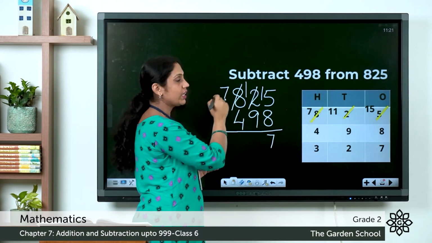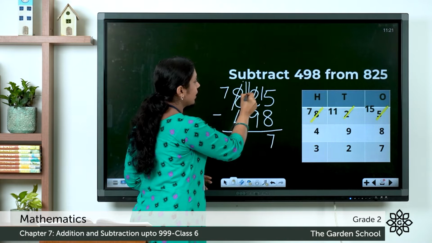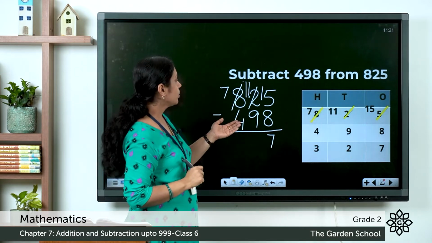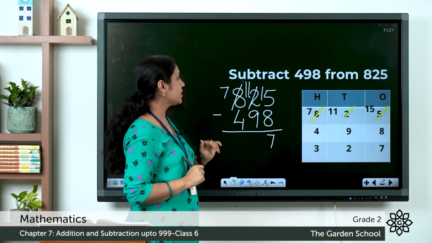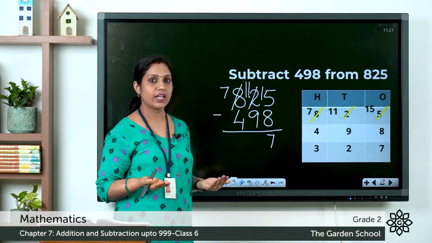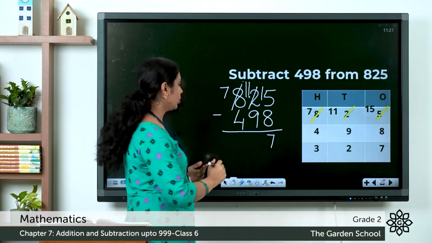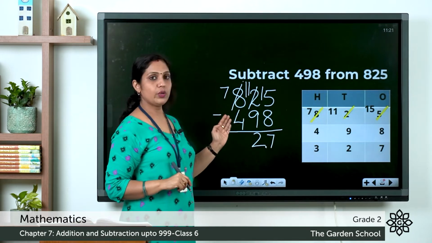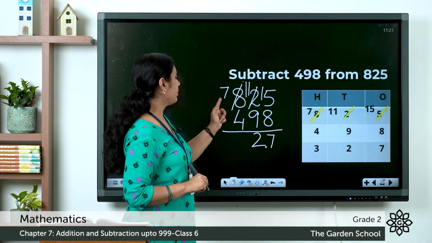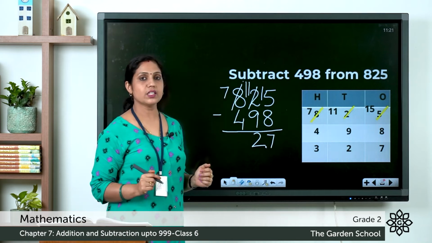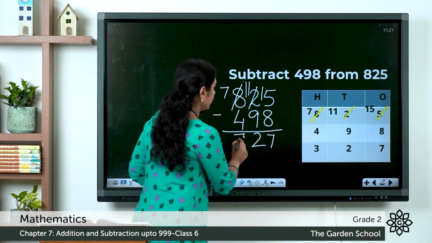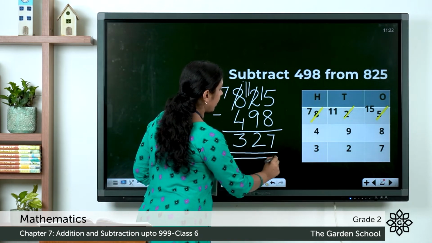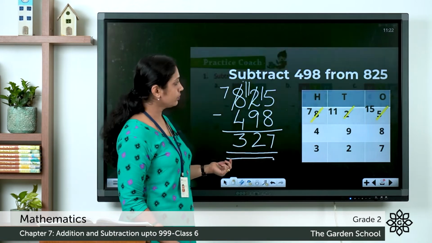and 1 here becomes 11. So now 11 minus 9. So how much is 11 minus 9? It is 2. So write down under the tens place. Now in the hundreds place we have 7 minus 4 and 7 minus 4 is 3. So we get the answer 327.